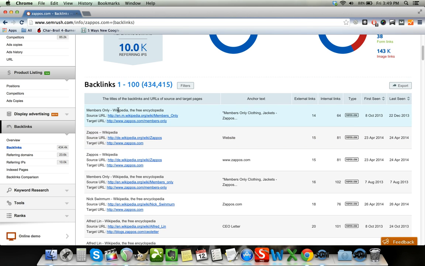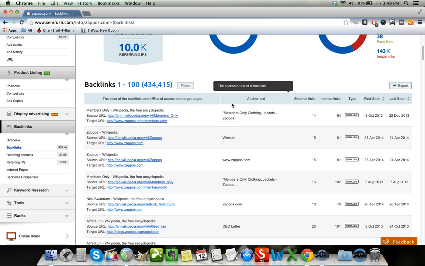Their first link is from the Wikipedia page of members only jackets, we're presuming. The source URL is wikipedia.org/members only, and the target URL is the Zappos subsection on members only. Their anchor text, that's how the link appears. And there's external links and internal links. External links and internal links apply to the source URL. They do not apply to the target URL. That means there are 14 links from outside Wikipedia going to that page of members only, and 64 links from within Wikipedia going to that page of members only.